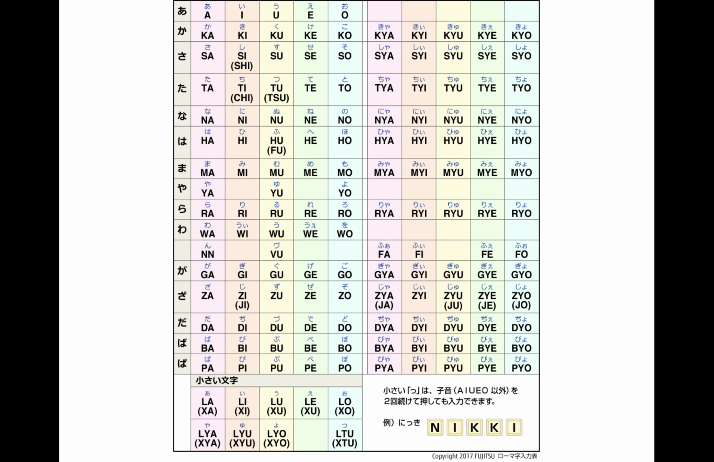You can make a small letter: small ya, yu, yo, and tsu. The way is LYA or XYA to make small ya. LTU or XTU to make small tsu. Or you could double type for the small tsu. For example, nikki, diary: NIKKI. There are two Ks, KK, to make the small tsu. Nikki.